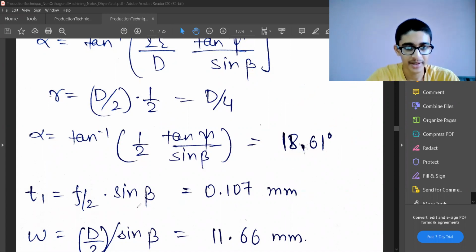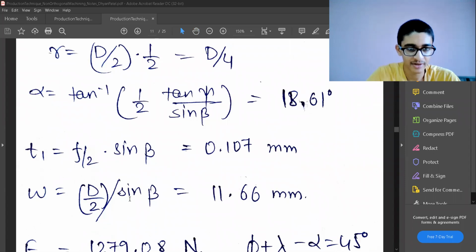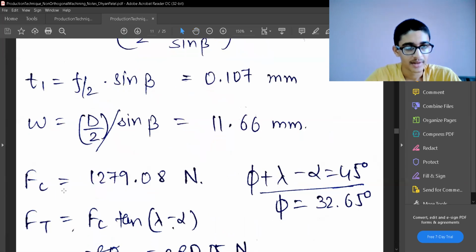T1 will be f by 2 sine beta. All the things are given already. W will be d by 2 sine beta. So the values of drill bit diameter and beta are given. And for FC, you can notice that the sine beta once is coming in the numerator and another time in the denominator. Earlier in the formula for FC we had W into T1, but I can directly replace it by f d by 4, and the sine betas are going to get cancelled. So you need not explicitly find these values. You can directly come up to the formula because the sine betas are going to be cancelled.